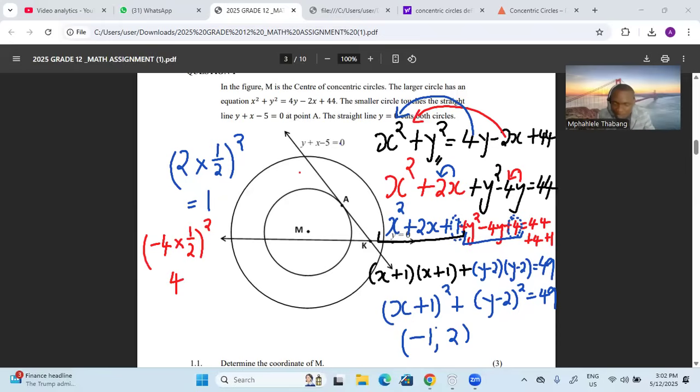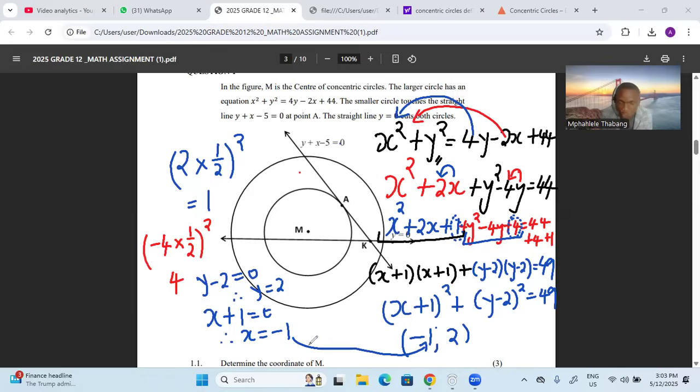One may be asking, how did I conclude that it's -1 and 2? If you take this x plus 1, which was squared, and equate it to 0 and solve for x, you will get -1. So the x-coordinate of the center of the circle is -1. Now, if you take y minus 2, which is squared, and equate it to 0, you will see that the value of y is 2. So we have got the center of the circle as -1 and 2.